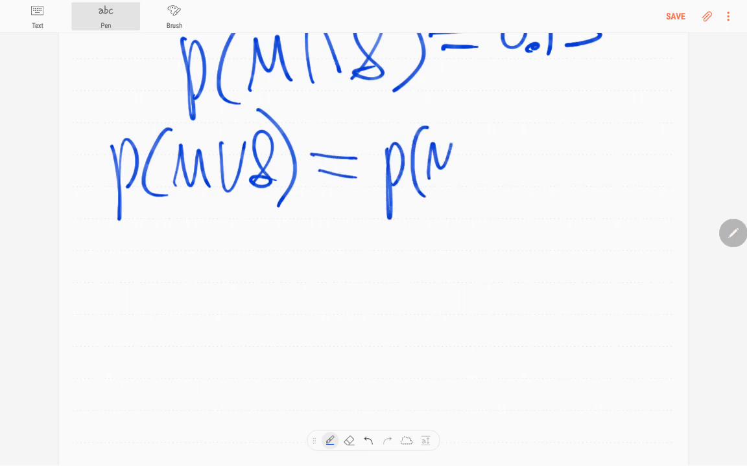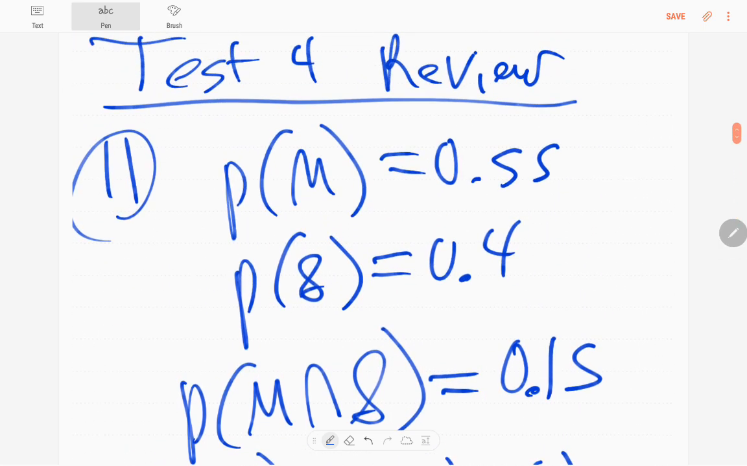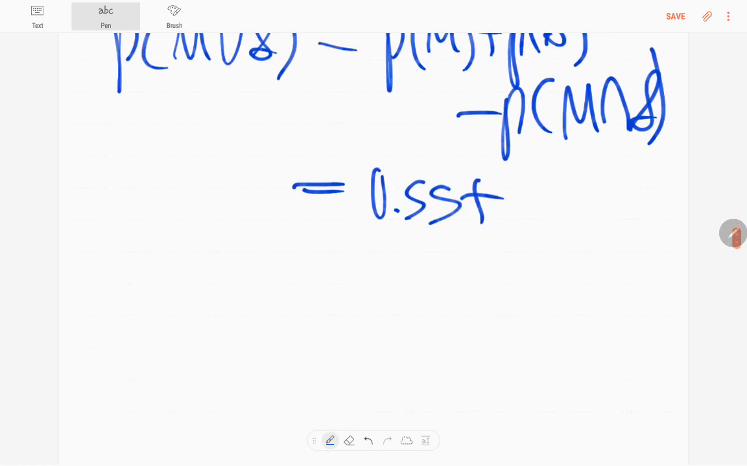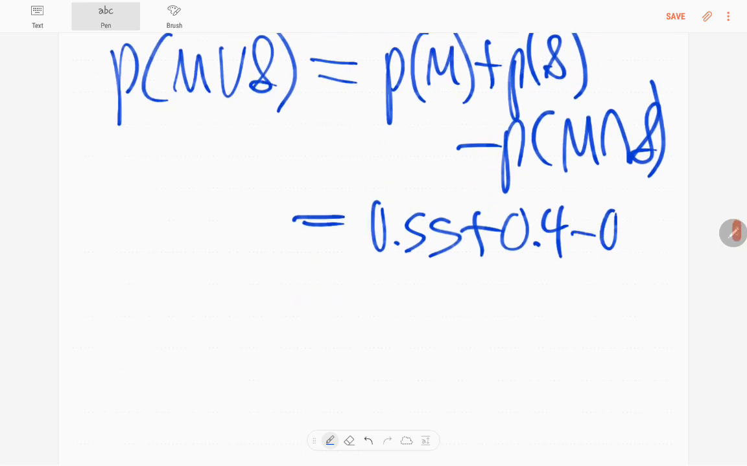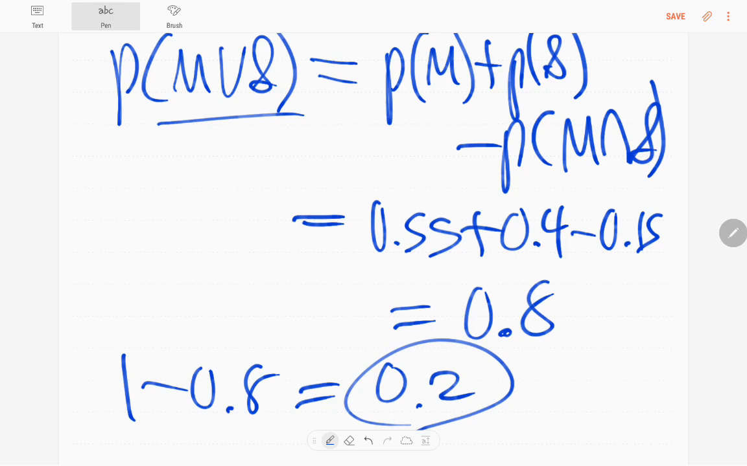So let's use our rule again. That's the probability of the first one plus the probability of the second one minus the probability of the intersection. And we're given all of those. M is 0.55. S is 0.4. And the intersection is 0.15. So I get 0.8. But remember, we're actually looking for the probability that they need neither one instead of one or the other. So that would just be 0.2. 0.2 is your actual answer.